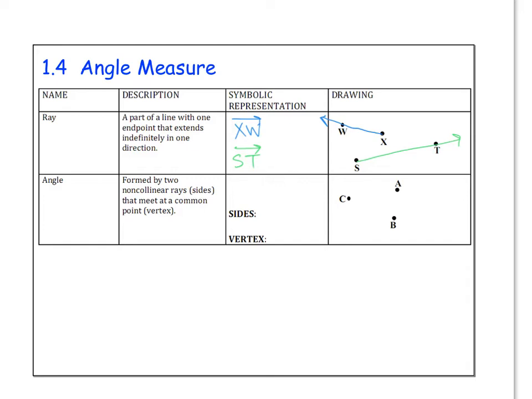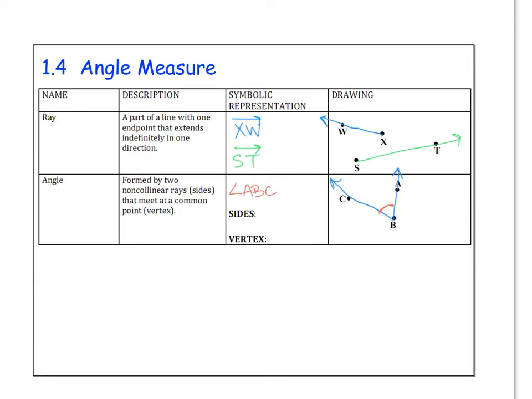I want you to draw in a couple more rays. So the first ray that I want you to draw in is ray BA. Okay, if you did it correctly, it should look like this, starting at B, going out toward A. I also want you to draw in ray BC. And there's ray BC. These two rays formed an angle. And that angle we could name a couple of different ways, but I would either name it angle CBA or angle ABC.